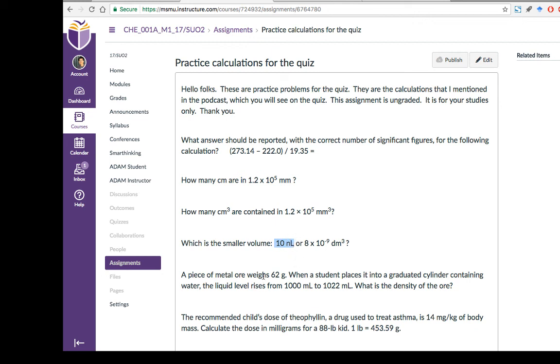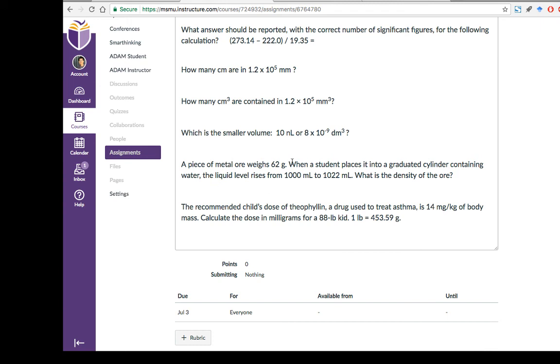Okay, now here's a problem with more calculation. Piece of metal ore weighs this much. When a student places it in a graduated cylinder containing water, the liquid level rises. What is the density? Those of you who are taking the lab course also have the advantage here because very similar problems appear here as appear on the lab, density problems.